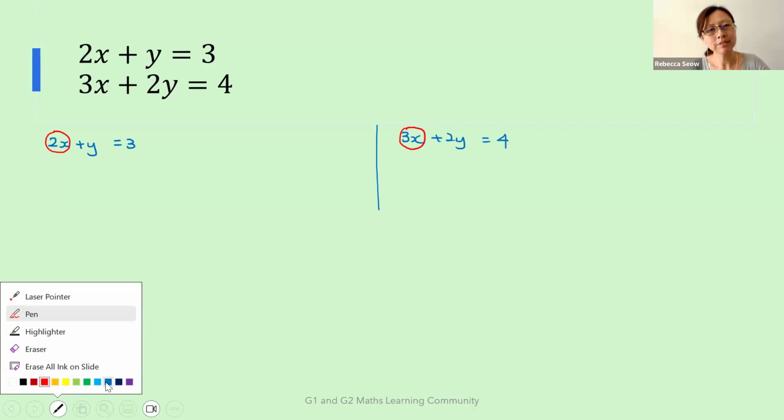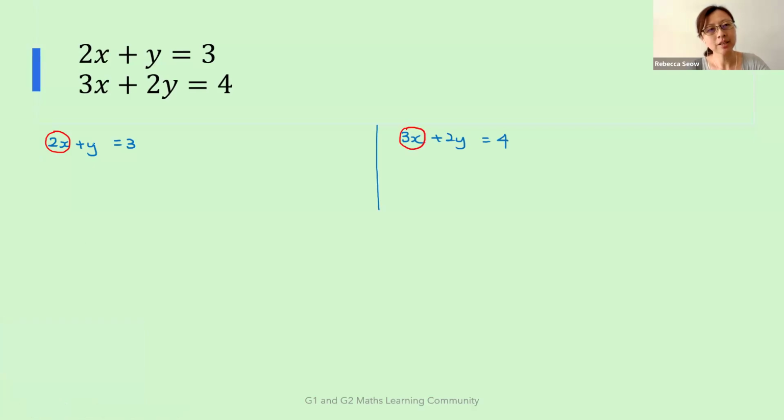If we want to leave this on the left-hand side of the equation, our positive y has to go to the other side. When positive y goes over, it will become negative y. For the equation on the right, I leave my 3x. Positive 2y goes over to the right-hand side of the equation. It will become negative 2y.